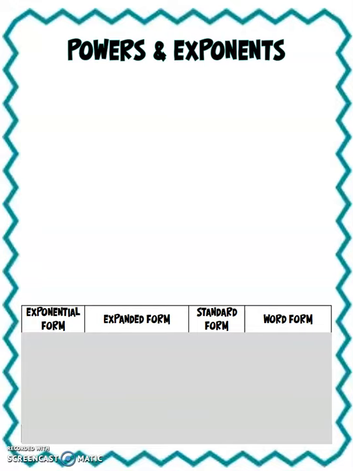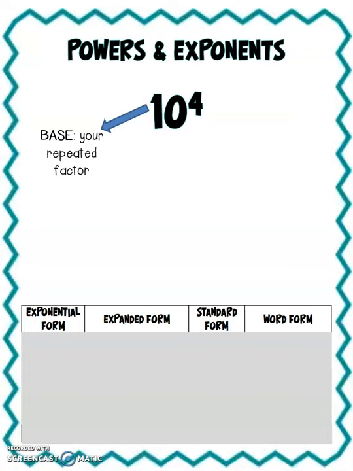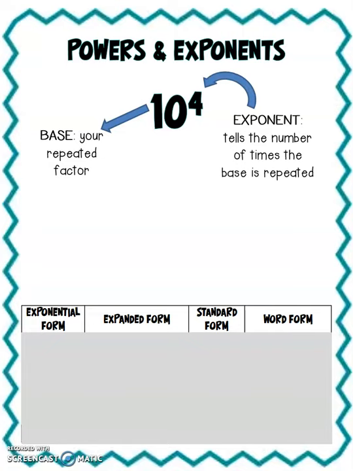So let's take a look at what a number looks like when we're using an exponent. I have a number here, 10 to the fourth. This is a large 10 and a small 4 in the top right-hand corner. Now, it's not an accident that it's written that way. It's written like that on purpose because both the 10 and the 4 tell us different pieces of information of how this number works. First, the 10 is called the base, and the base is going to be the factor that we are repeating when we're trying to find the value. The 4 is called the exponent. This tells us the number of times that the base is going to be repeated.